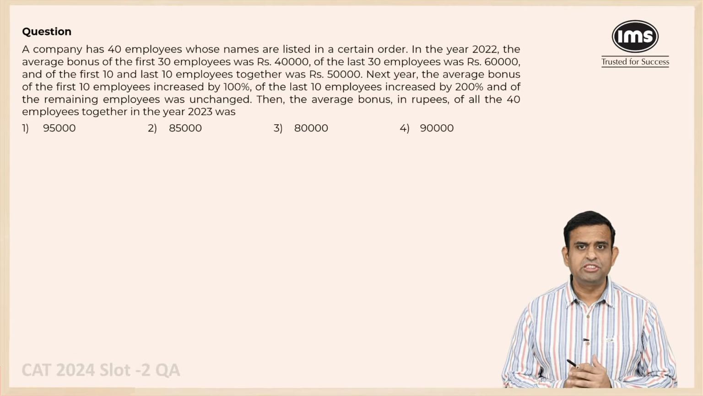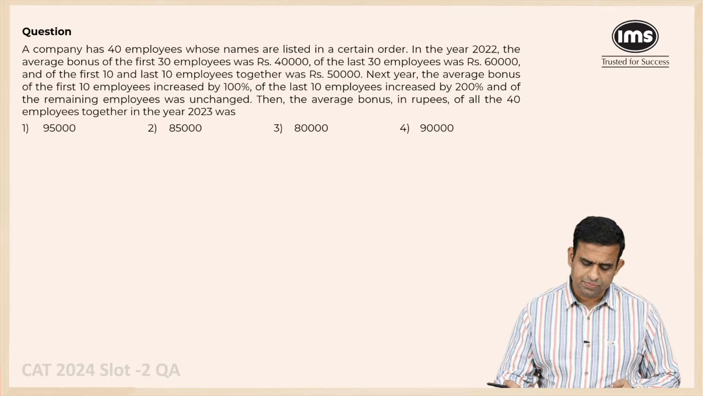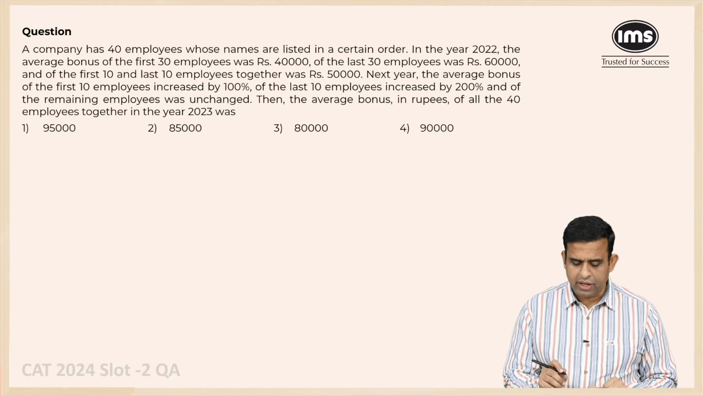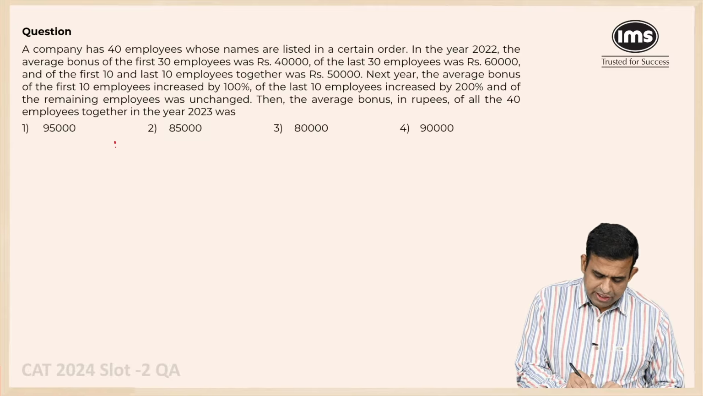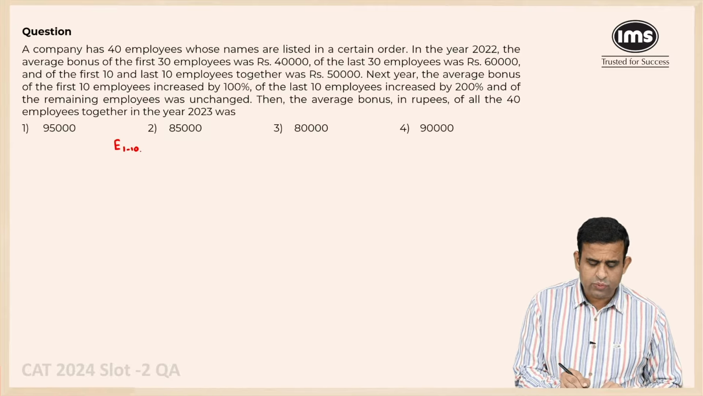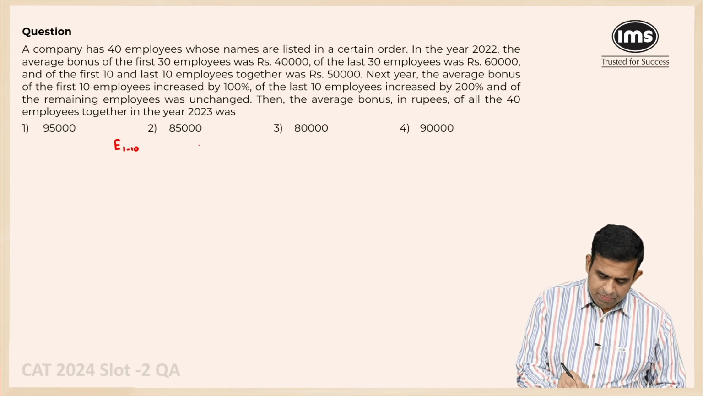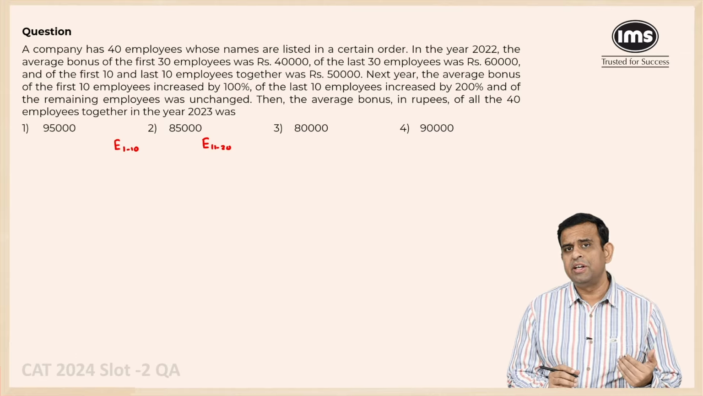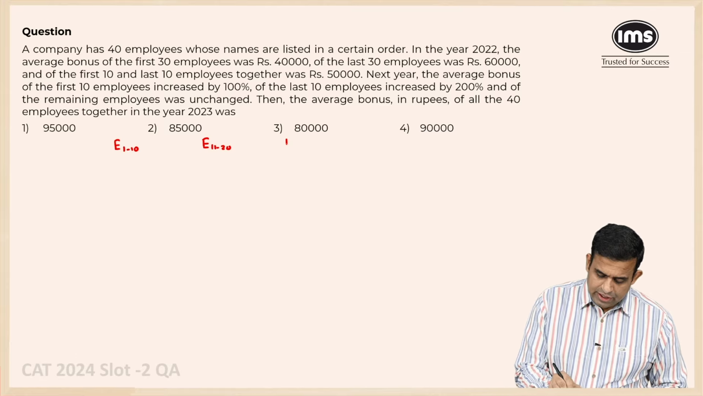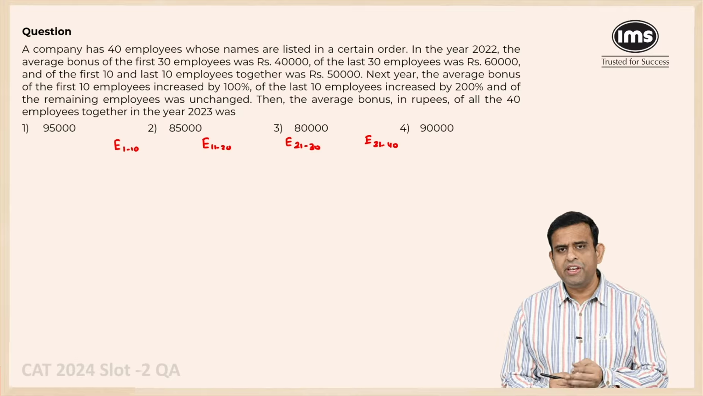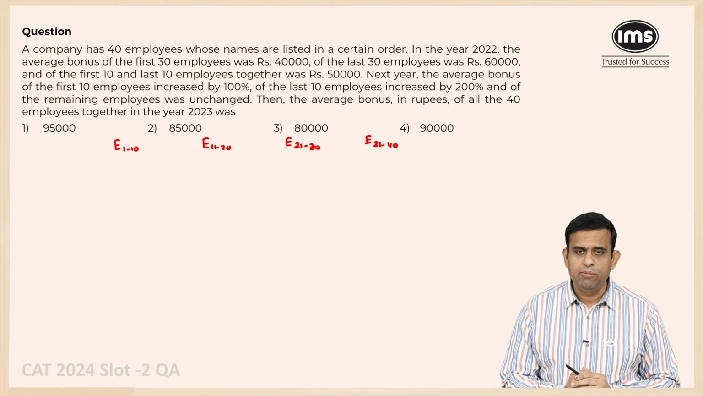So again, it's not a very straightforward question. Let's see what they're saying over here. Suppose I categorize them under 4 brackets. E1 to 10 represents the total bonus of the first 10 employees. E11 to 20 represents the bonus of the next 10 employees. And in the same way 21 to 30, and 31 to 40. So I use these variables. I'm not writing 40 different variables over here.